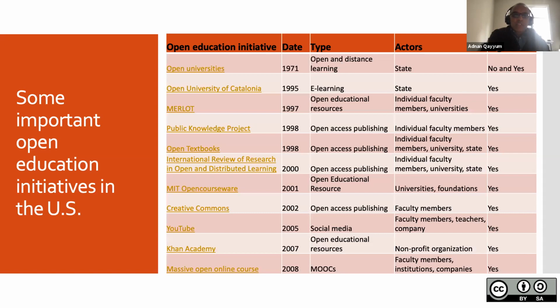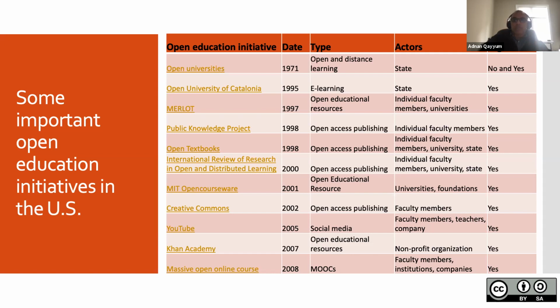Some of the open education initiatives, which make this more tangible, include the open universities that I mentioned throughout the world. The Open University of Catalonia was the first fully online institution in 1995 in Spain. Merlot was an initiative based out of California, still existing, still going strong, in 1997. It was a very substantial open educational resource initiative.